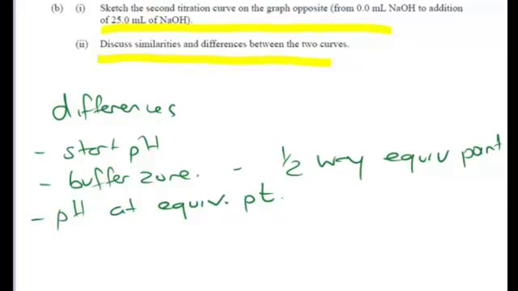the start pH is going to be different in both cases, and that would be a difference. There are different pKa's, so the buffer zone is going to be different. It's going to be higher in the case of HOBr. We're going to have halfway to the equivalence point where the pH equals pKa, so that's obviously a difference. The pH at the equivalence point is going to be higher in the case of HOBr as well. So those are all differences, and that should be enough to talk about the similarities and the differences.